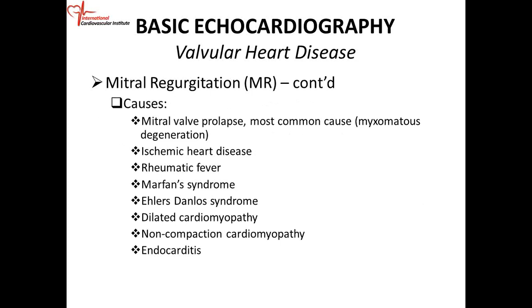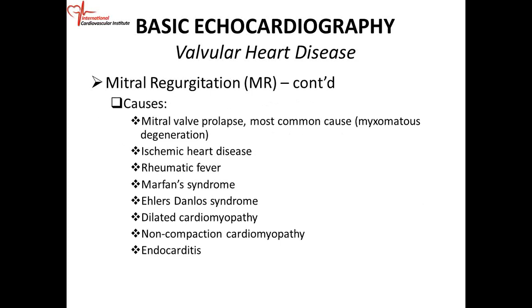Dilated cardiomyopathy, patients who have a dilated heart because of stretching of the mitral annular ring, the valve becomes incompetent. So they can also present with mitral regurgitation. Non-compaction cardiomyopathy is just another form of dilated cardiomyopathy. The mitral annular ring will be dilated, so you're going to have poor coaptation of the mitral valve, and hence mitral regurgitation. Endocarditis, infection of the valve.